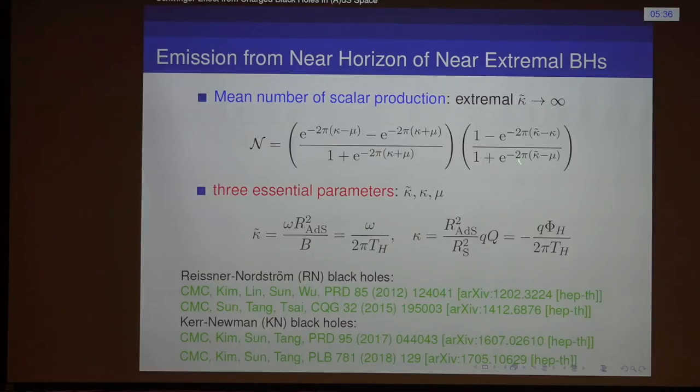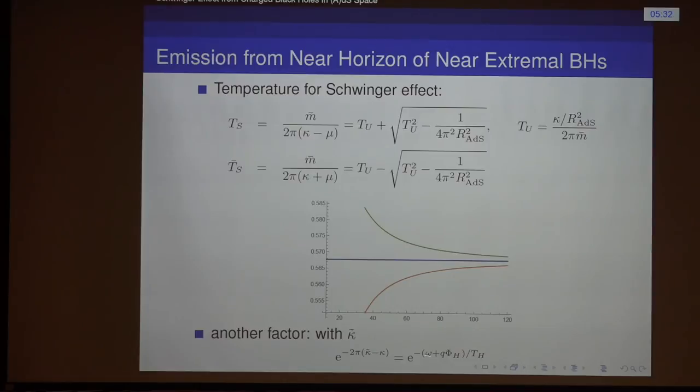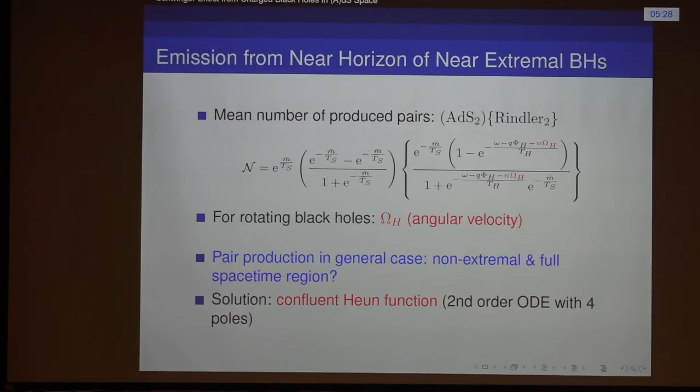And the other part, kappa tilde, can be transformed in terms of the Hawking temperature. Now we can rewrite our production rate in this interesting form. This is the well-known Schwinger effect in AdS2, and this one gives us the Schwinger effect in Rindler 2. So the black hole in this background is some kind of combination of these two effects together. Here we do not consider rotation, but if we focus on rotation, we will get another effect depending on the angular velocity. So this is basically our main result for the near-extreme black hole.